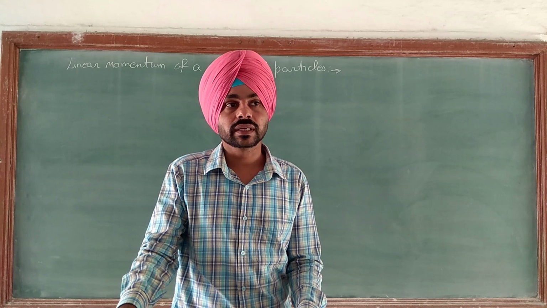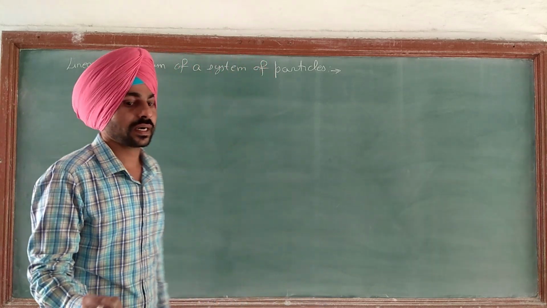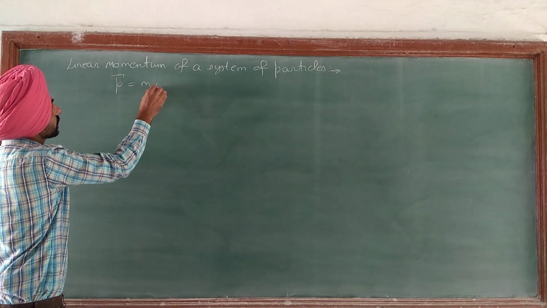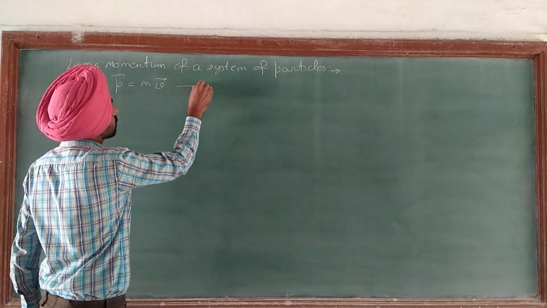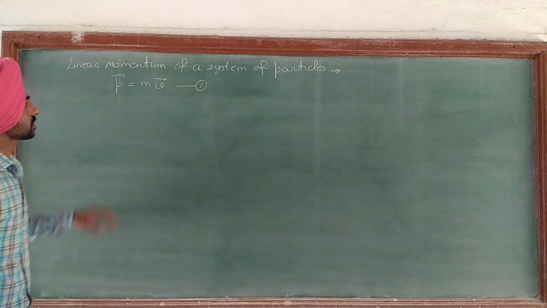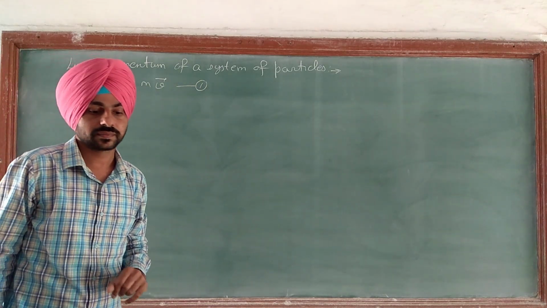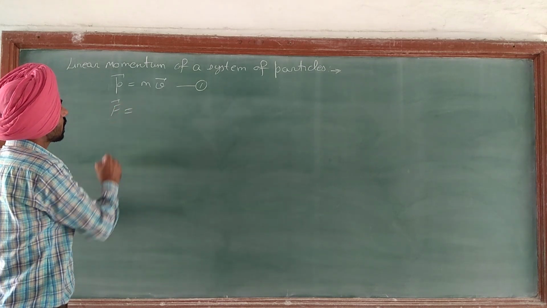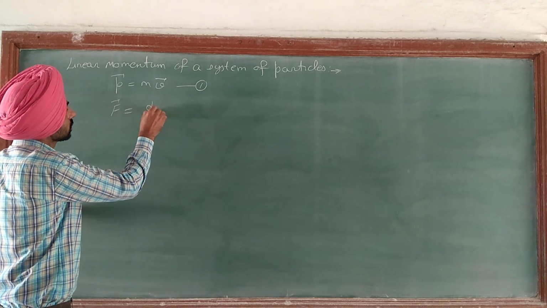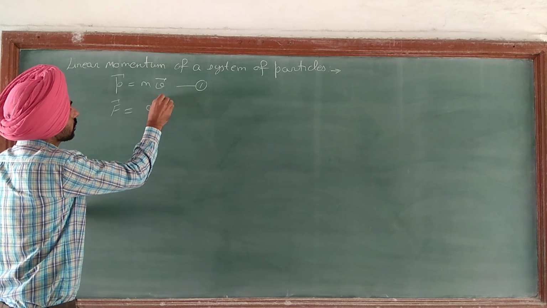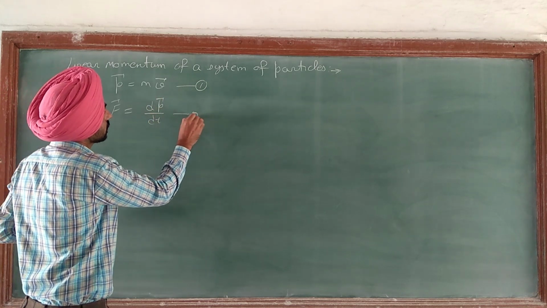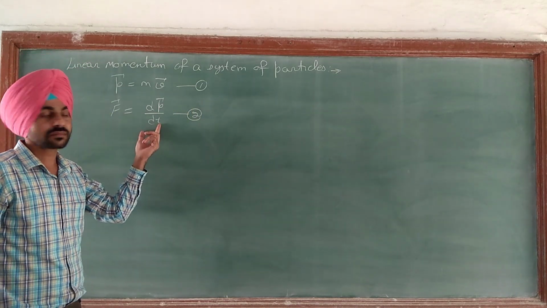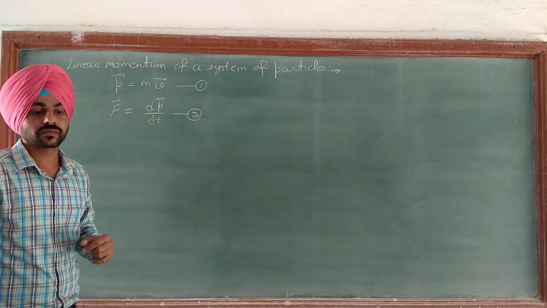Let us recall the linear momentum of a particle is P equal to m into v. v is the velocity of the particle, m is the mass of the particle, so P is the momentum of the particle. Now let us recall Newton's law of motion, F equal to dP upon dt. That is equation number 2. F is the force, P is the momentum, so the rate of change of momentum is the force.